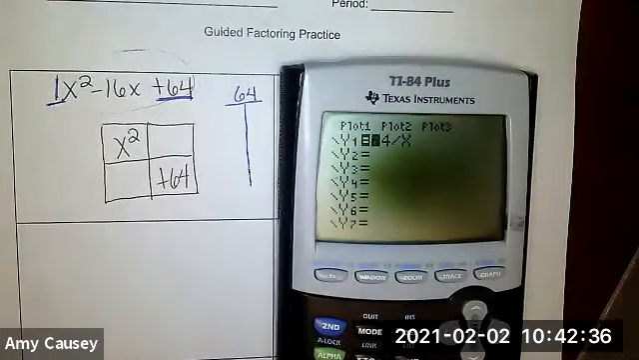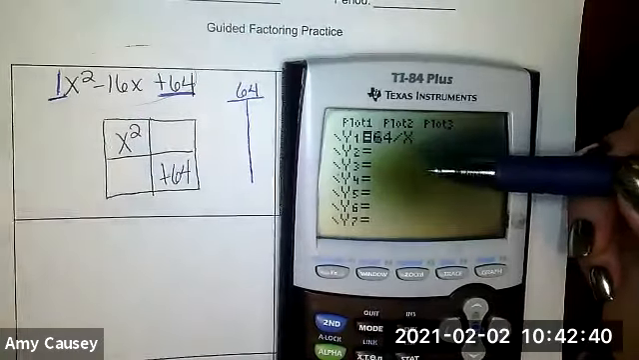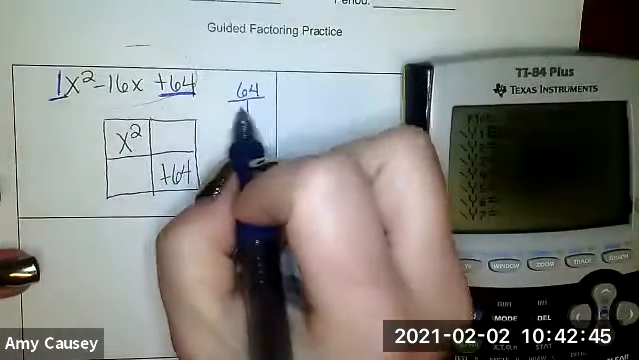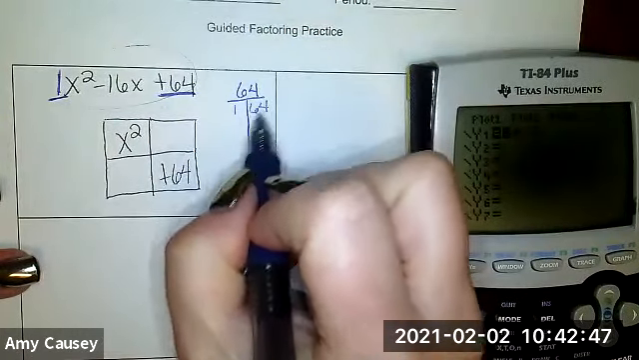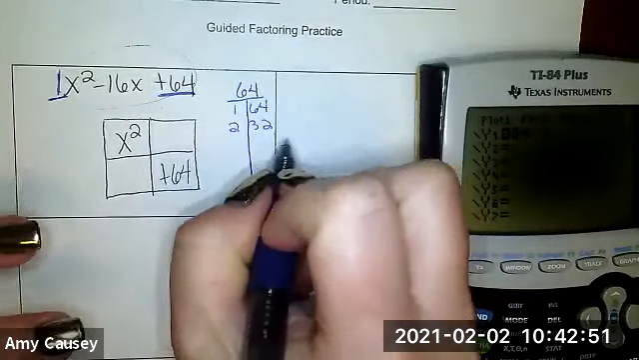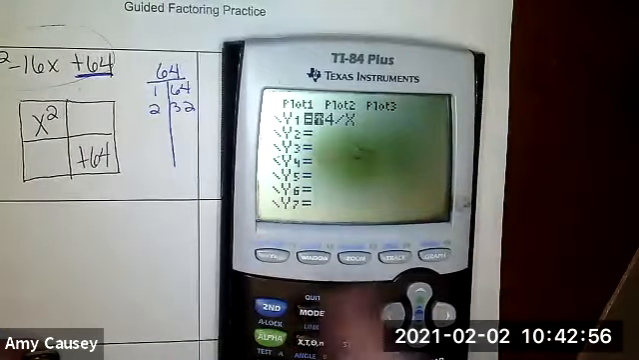So if you go into your y equals and you type in 64 divided by x, you can actually get the list of everything that multiplies to get 64. So you won't have to sit here and guess 1 times 64, 2 times 32, 3 times something. You can always do this. And then go to your table.